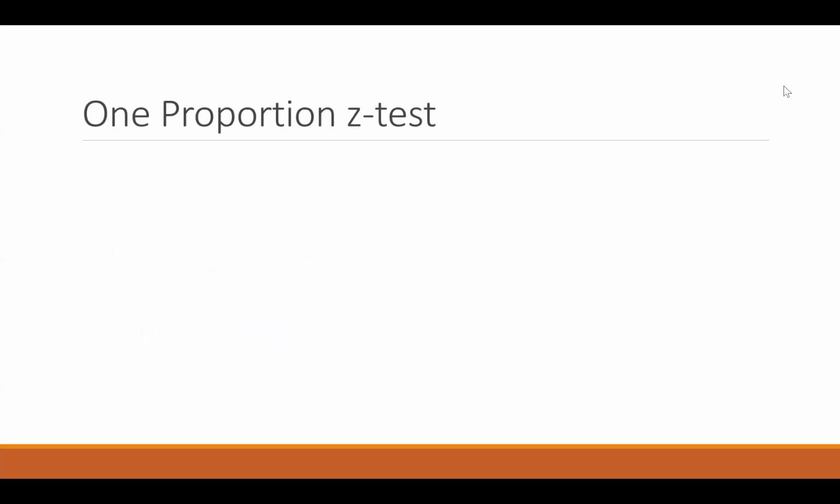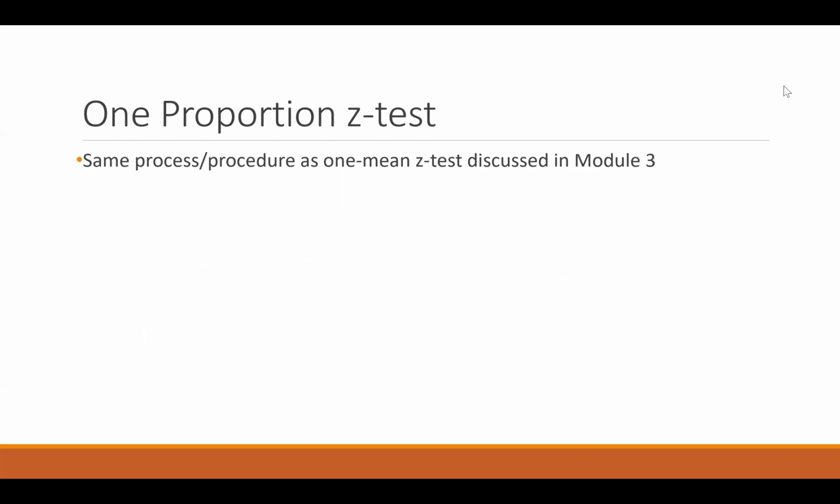So a 1 proportion z-test is really the same process, same procedure that we talked about initially in Module 3 in relation to a 1 mean z-test. And if you think back, when we first began talking about the 1 mean z-test or the 1 mean t-test, I pointed out to you that in the scenario, the story would use the word average or the word mean.